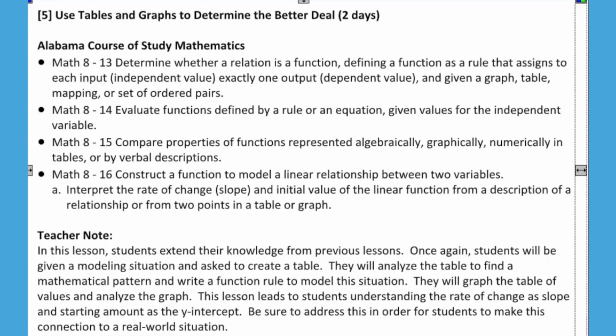In this video, we will take a closer look at Lesson 5 from Unit 4, Use Tables and Graphs to Determine the Better Deal. You first see the list of standards that are addressed in this lesson. The standard that I want to draw your attention to is number 14, as this is new to the 2019 course of study for Math 8.